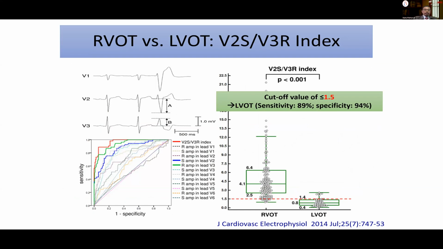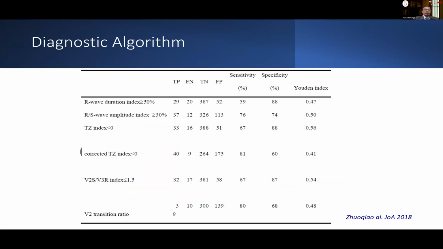If we look at the original paper published in 2014, the data show that the sensitivity is quite good, 89%, and the specificity is also quite good, 94%. But when other investigators tried to validate this data, what they found is quite different. For example, for this V2S and V3R index, the sensitivity is only 67%, much lower compared to the original paper.